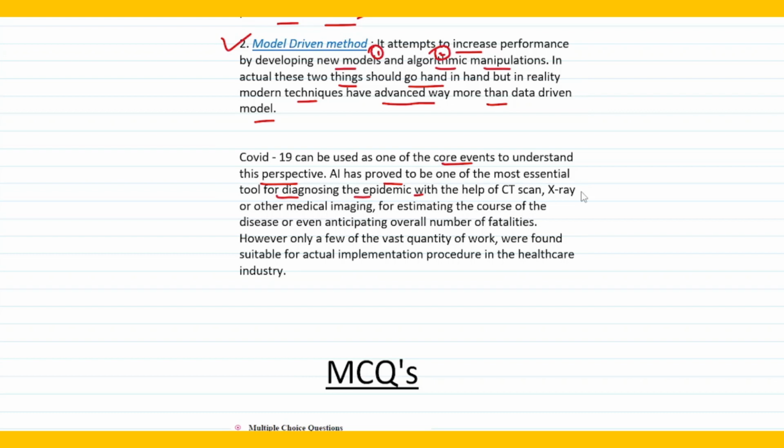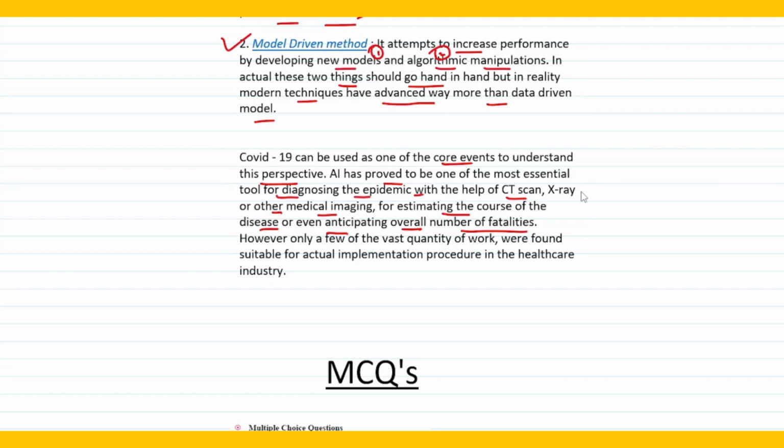If someone has to find out whether they are being diagnosed with COVID-19 or not, many techniques were used, like CT scan or X-ray or other medical imaging. For what? For estimating the course of the disease or even anticipating the overall number of fatalities. Fatalities means the number of casualties or the deaths, right? So as far as COVID-19 was concerned, AI played a very pivotal role.